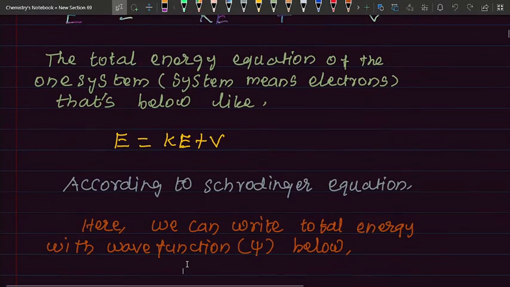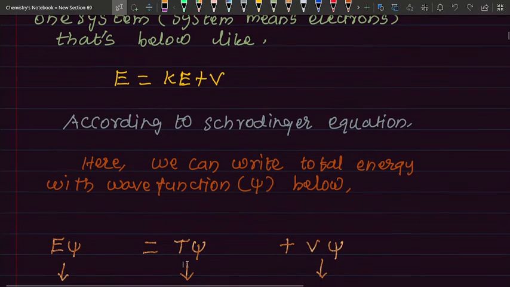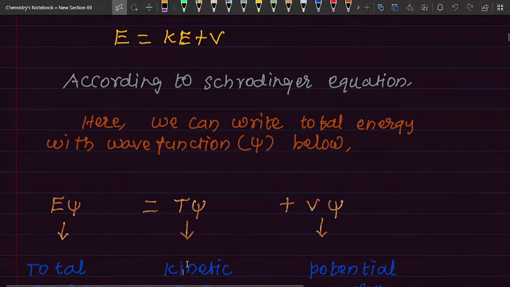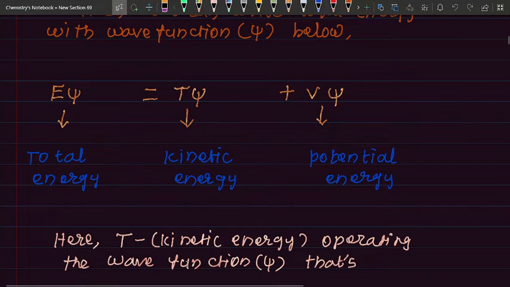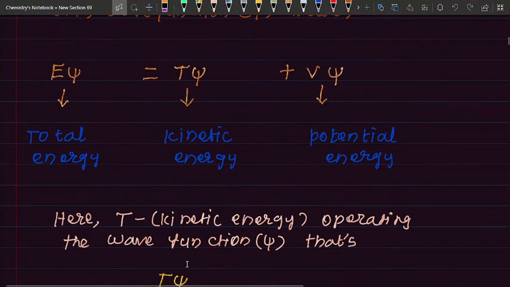According to the Schrodinger equation, we can write total energy with the wave function psi as below: E psi equals T psi plus V psi. E psi is the total energy, T psi is the kinetic energy, V psi is the potential energy. Here T, the kinetic energy, is operating on the wave function psi.